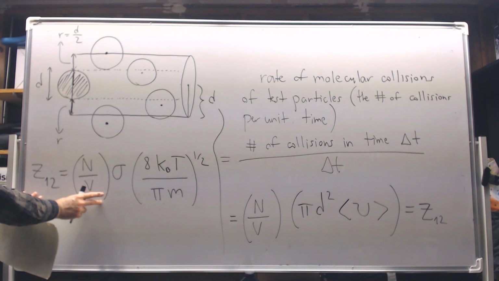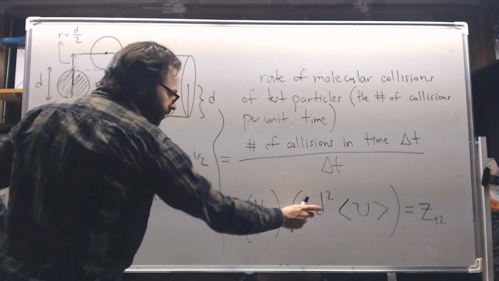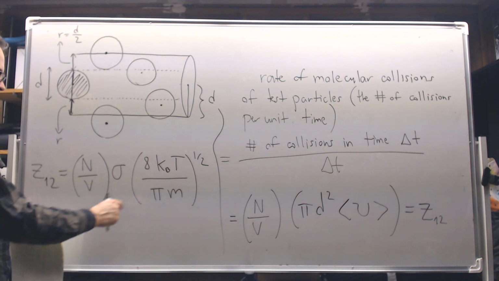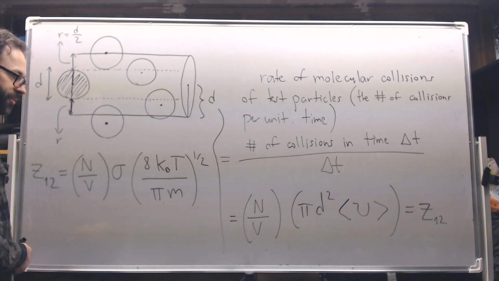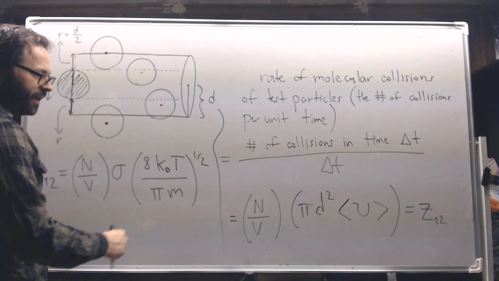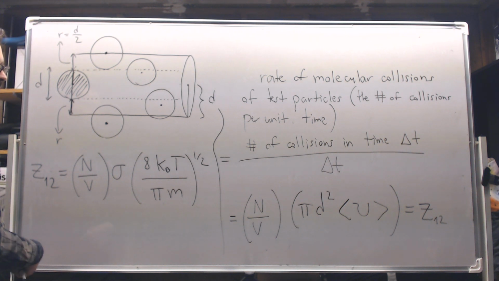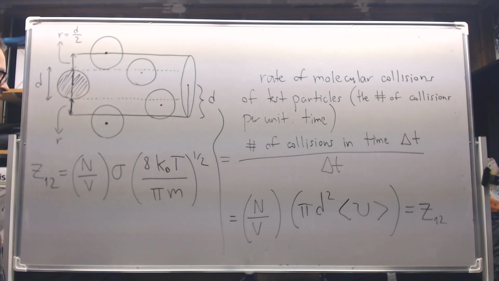It depends on the density of the gas. The more dense, the larger the collision rate. It depends on the molecular cross-section, or the cross-sectional area, pi d squared, where d is the molecular diameter. It depends on the temperature. The larger the temperature, the larger the collision rate, because the average speed is larger. And it depends inversely on the mass, because the average speed depends inversely on the mass. Although keep in mind that the collision cross-section, the size, will also generally change with mass.